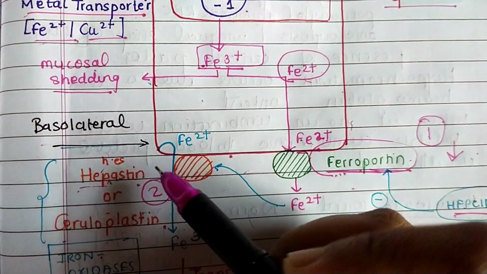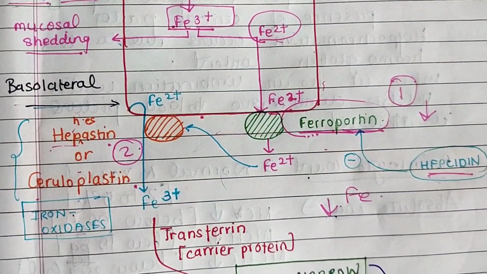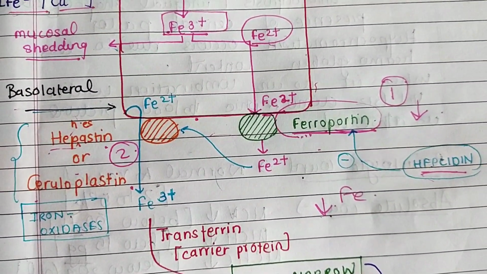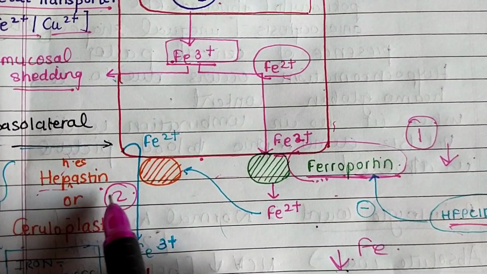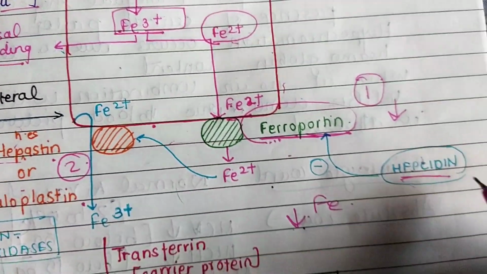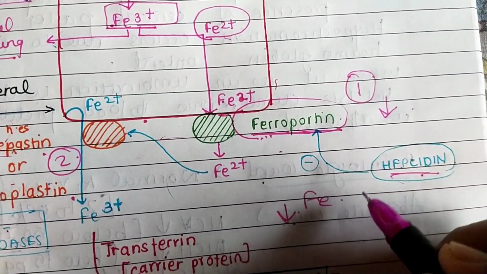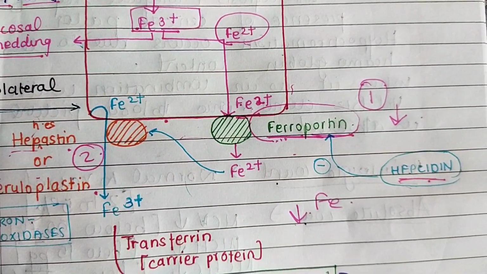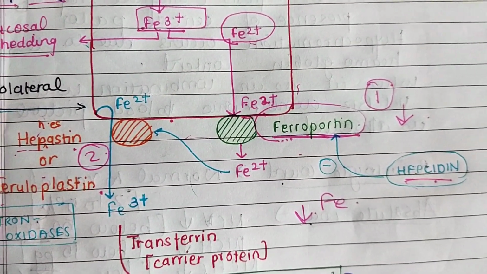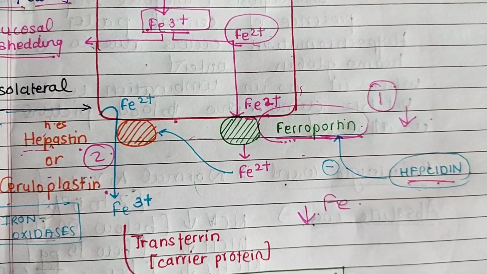Now here we will see what hepcidin does. There is a major difference between hepcidin and hepcidin. One is something which causes the absorption and the other causes the decrease in iron absorption. Students get confused during exams between the difference of hepcidin and hepcidin.